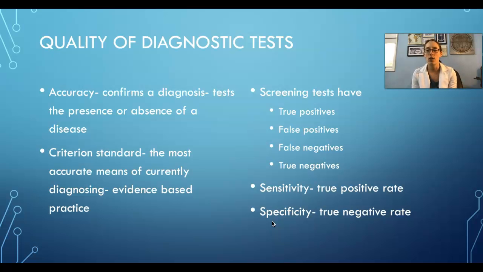So screening tests, and you guys have gone through this in your statistics classes already, so I'm going to kind of breeze over it, have true positives, meaning we said they have the disease and they have the disease. False positives, saying they don't actually have the disease, but we said that they did. False negatives, meaning they actually do have the disease and we said they didn't. And true negatives, meaning we said they don't and they don't have the disease. So sensitivity is a true positive rate and specificity is a true negative rate.